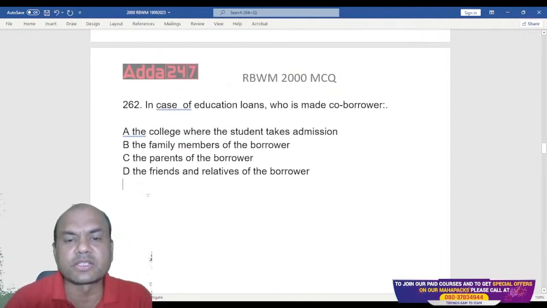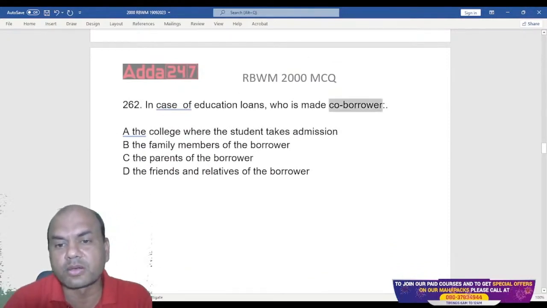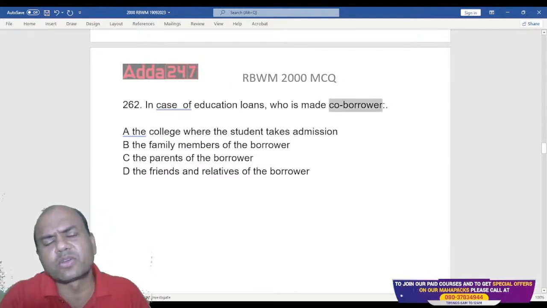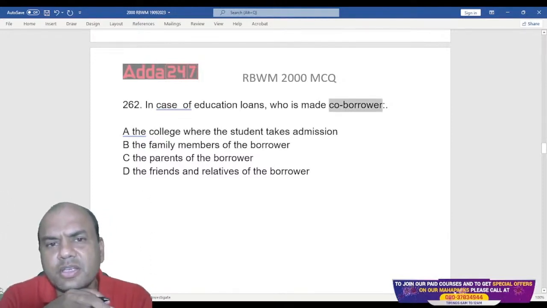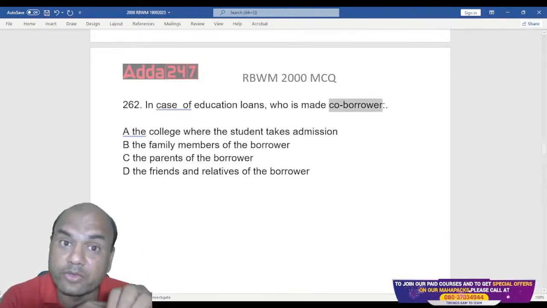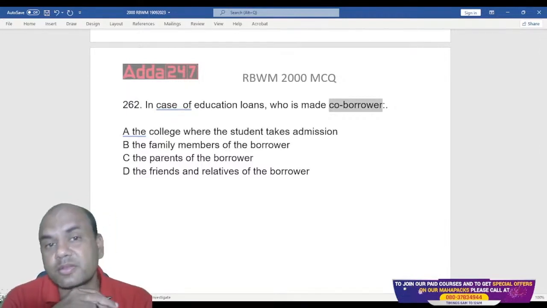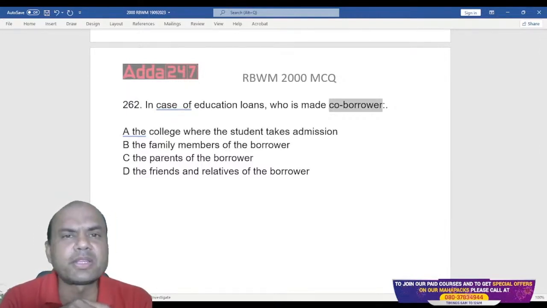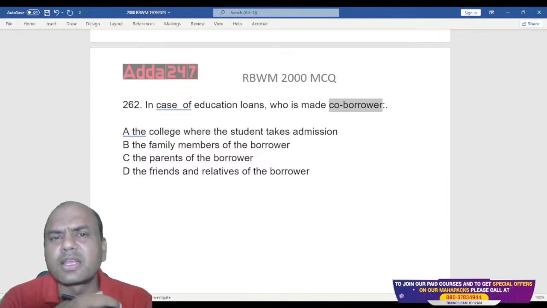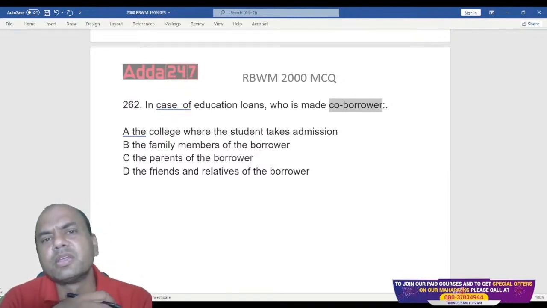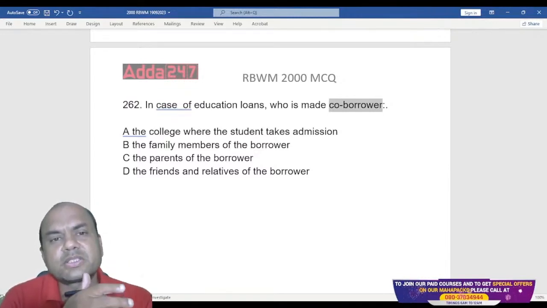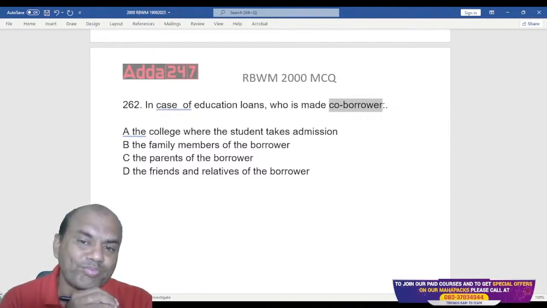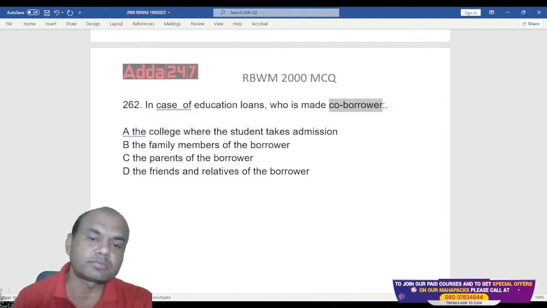In case of education loans, who is made a co-borrower? See, your education loan is given to whom? Tell me first. It is always given to that student. Actually, the borrower is that student. But what happens? The student is not earning at that time. That's why we don't give that student that much amount. We take some co-borrower. So whom do we take as the co-borrower?